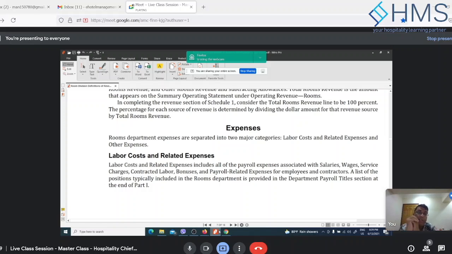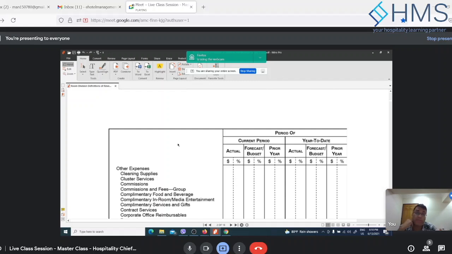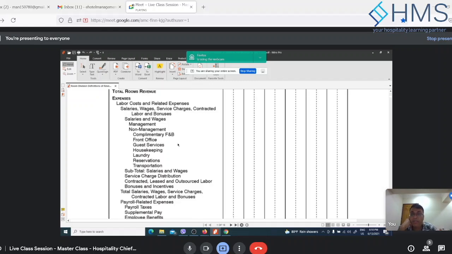Today our schedule is to discuss the rooms division expenses, and yesterday we covered the. So as usual, you will see the expenses are divided into two parts. One is labor cost, and then the other is other expenses. Labor cost is further divided into salaries and wages plus the payroll related expenses. So two major aspects of it: salary, wages, and payroll related.